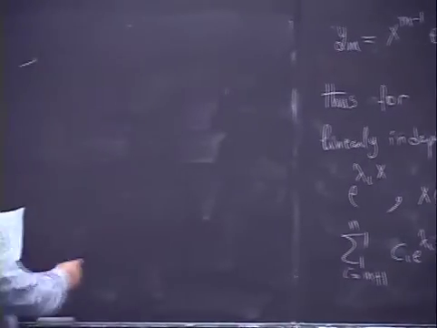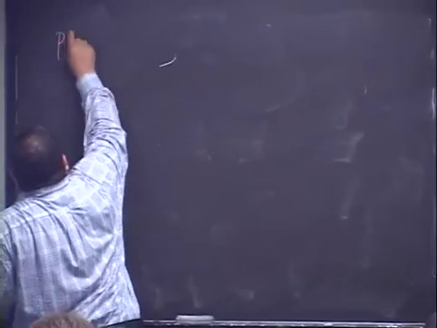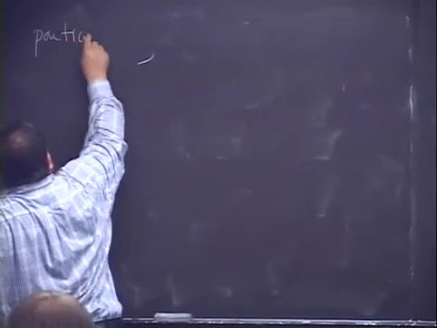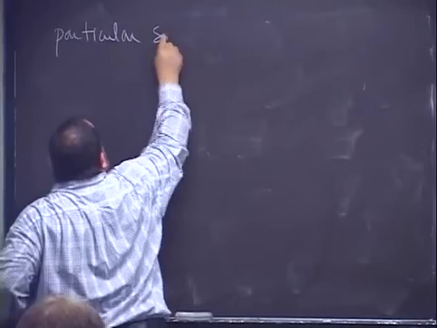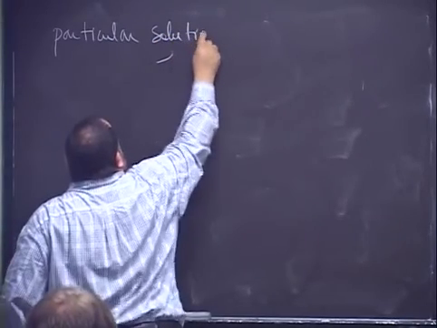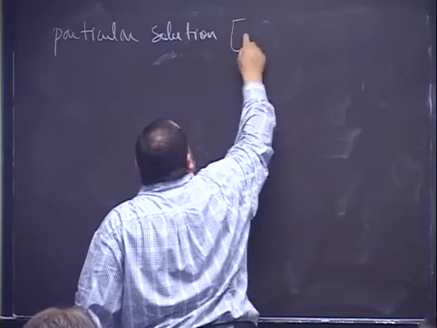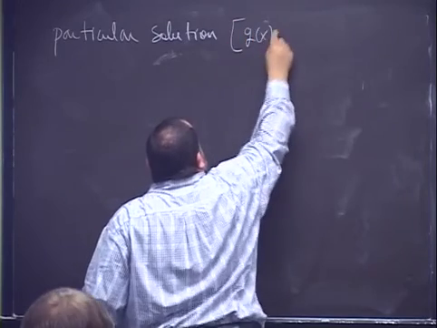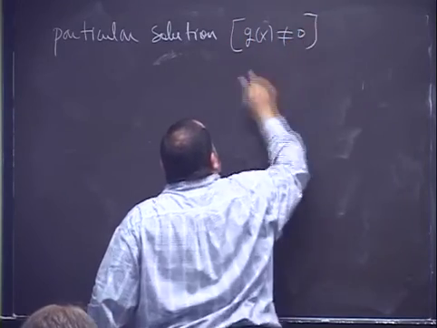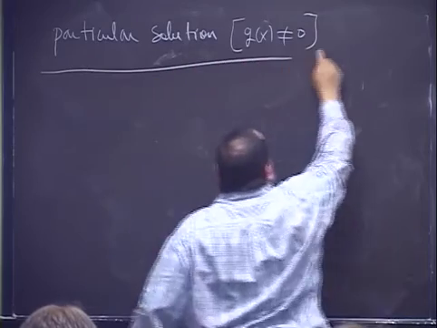So now let's look for the particular solution. And what do we mean by particular solution? The solution to the inhomogeneous equation. So g of x does not equal 0. So this is what?